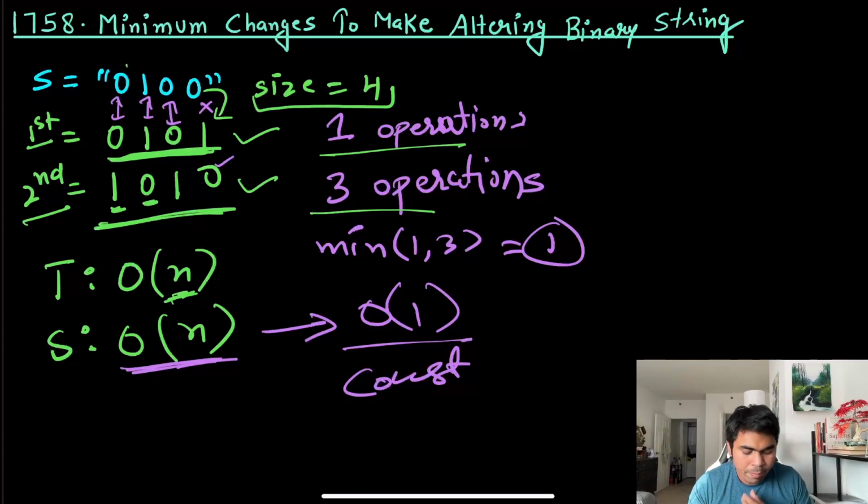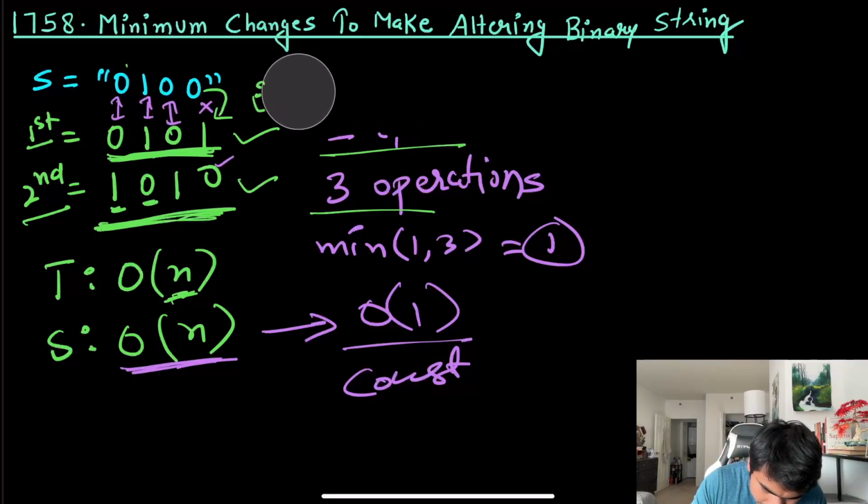Since we know the pattern of these two strings, which are going to be alternating strings, I will utilize that pattern on the basis of the index being odd or even, and what is the string that I could have started with to make any string alternating. So let me show you. It's going to be a crazy simple problem.